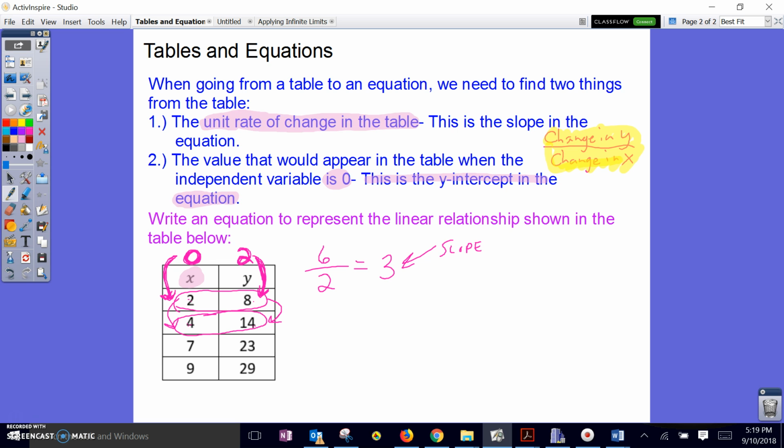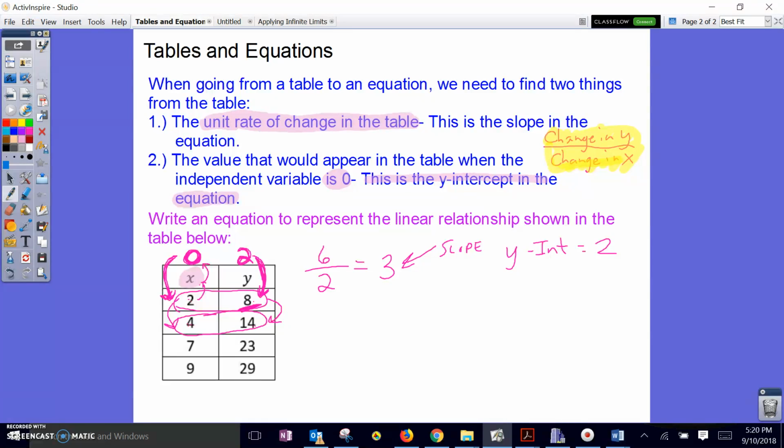Another way of doing that, since we know the unit rate of change is 3, all we'd have to do, since we're going from 2 to 0, is count down by 3 twice. Since you count down from 2 to 0, you go 2, 1, 0. You counted down 2 numbers. If you subtracted 3 from this 8 twice, it would get you to that same value of 2. And so that means that the y-intercept is positive 2.